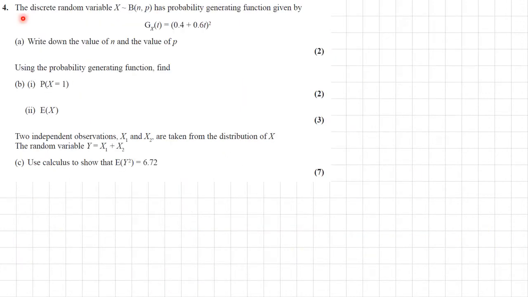Question number 4. The discrete random variable x is binomially distributed with n and p, and it has a probability generating function given by 0.4 plus 0.6t all squared. Part A, write down the value of n and the value of p. Now, any question that says write down means that there's going to be no working involved, and we should be able to write down the answers.